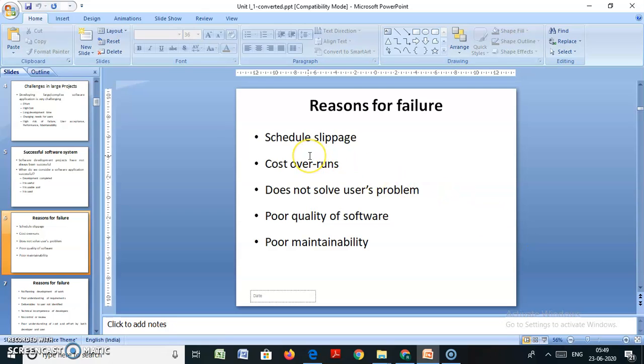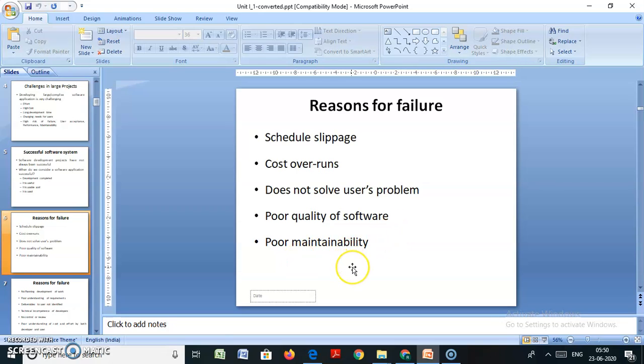Slippage of schedule, nothing but the software is not ready in time. Next, cost overruns, that means it becomes too costly. Do not solve the user problem, so the solution does not solve the user's problem. Poor quality of the software: we develop software that has poor quality, so it may lead to failure.